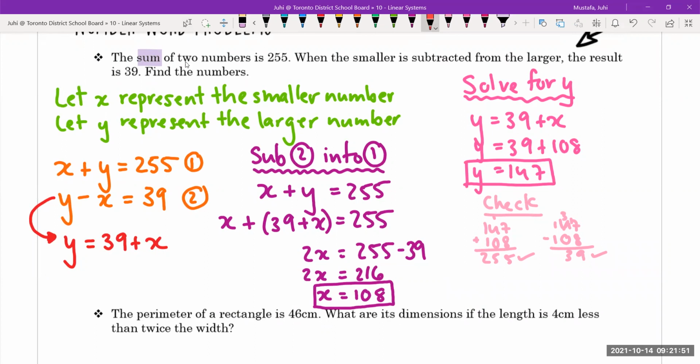Yeah, a therefore statement. The question says find the numbers, and we're going to say, therefore, the numbers are 108 and 147. And if you wanted to be a little bit more specific, you don't have to be. You could say the larger number is 147, the smaller number is 108.